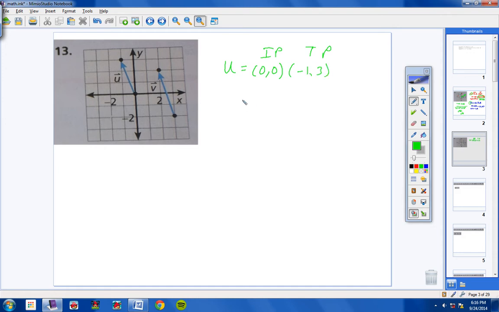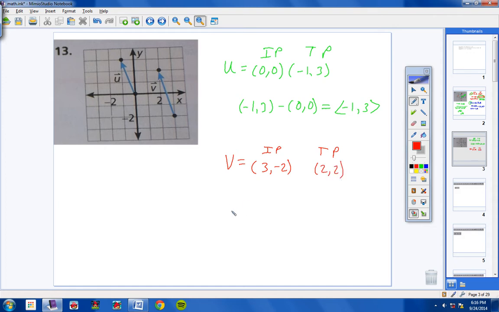So if you very quickly take the terminal point minus the initial point, you're going to get what you started with, which is -1, 3. So this is already done for you. Vector u here is already written as an ordered pair, and I knew that because the initial point was at the origin. Okay, now let's take a look at vector v. Vector v has an initial point of 3, -2, and it has a terminal point at over 2 and up 2, so 2, 2.